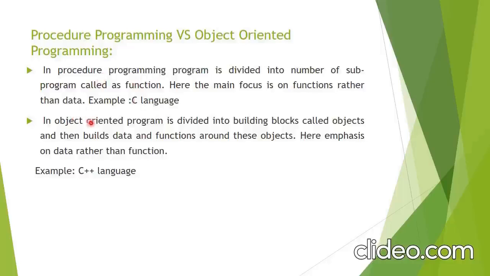And what is object oriented? In object oriented programming, the program is divided into building blocks called objects. Through the objects we can access the data and functions around the program. So here we emphasize data rather than functions. Here data is more important than functions. An example of object oriented programming is C++. Clear? So hopefully everyone understands procedure oriented and object oriented programming languages.